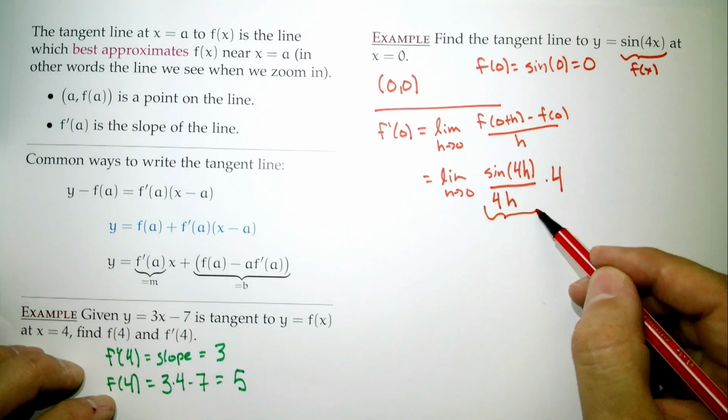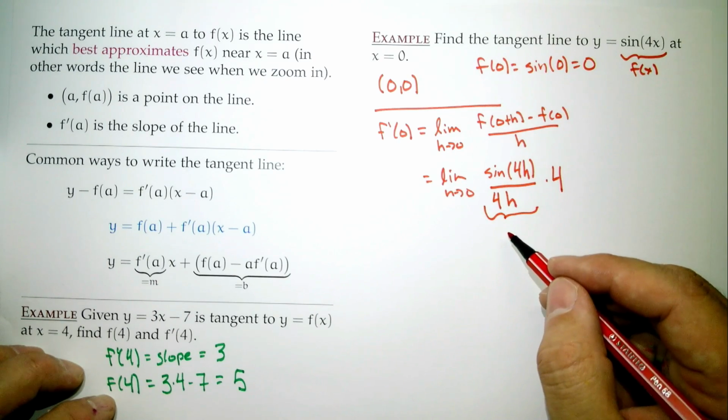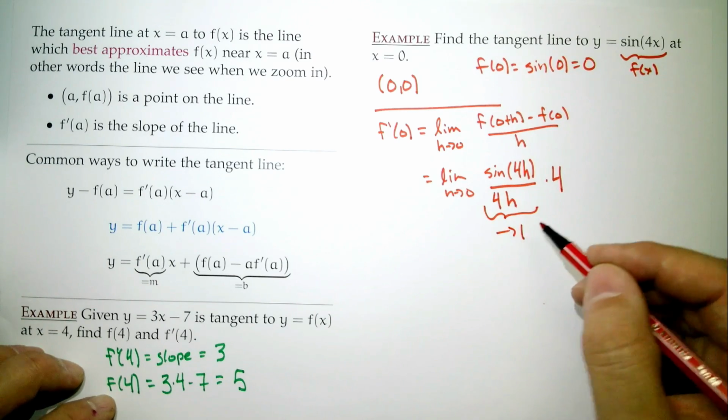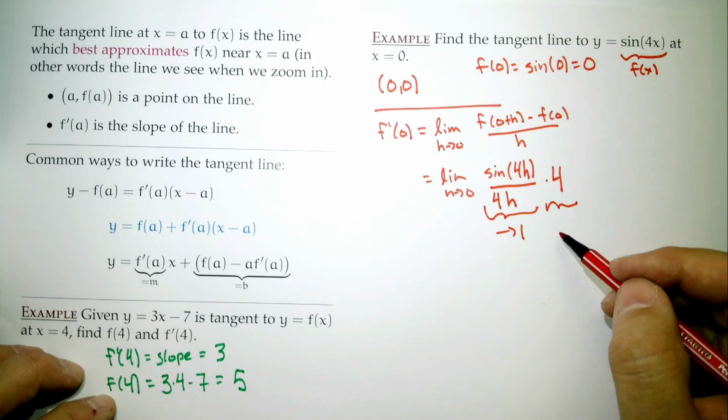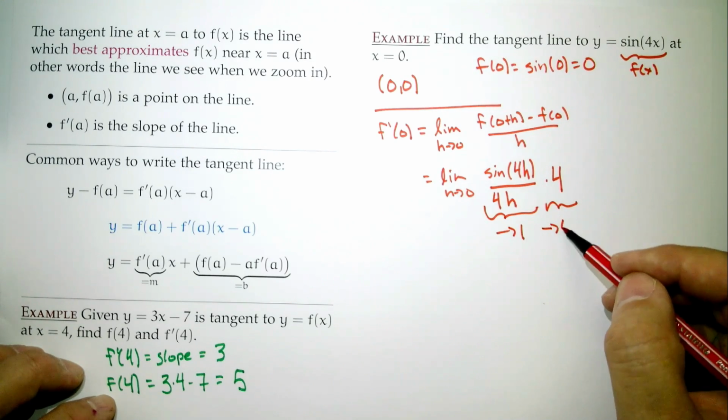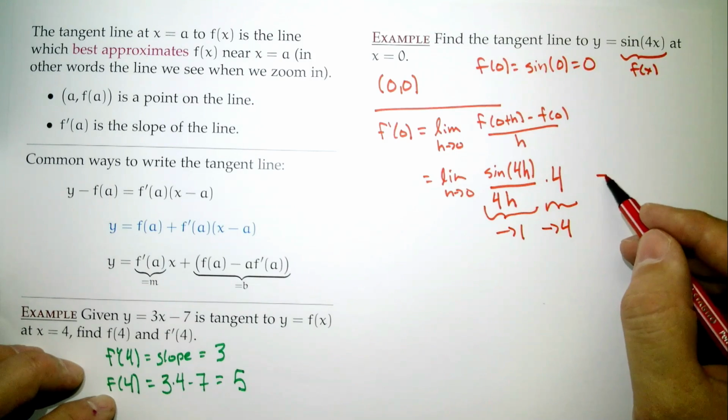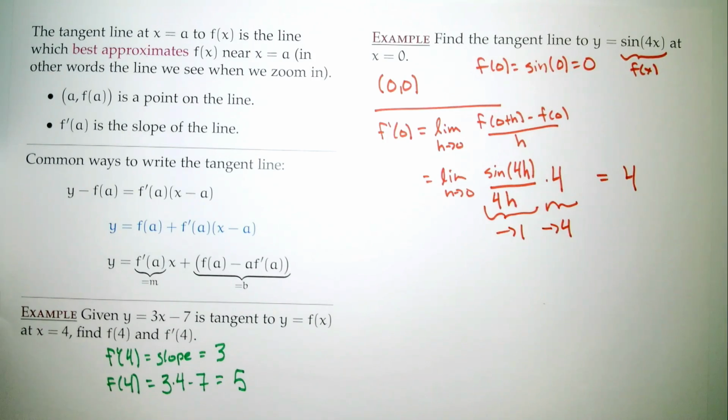So this sine of 4h over 4h, what happens to that? That part goes to 1. And the 4, what happens to that? It's going to go to 4, because in fact it was always 4. Okay, so now we have the derivative. Are we done?